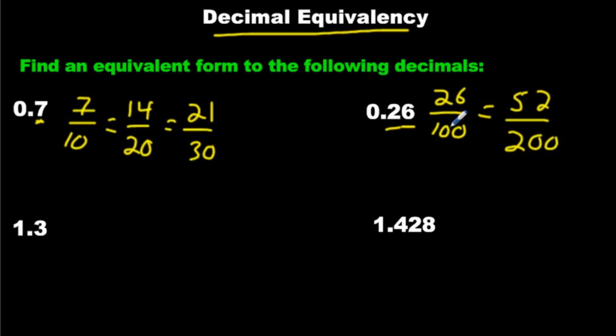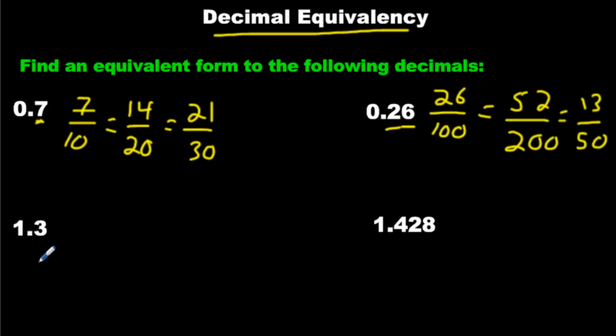I notice right away, these are both even. I can divide them both by 2. Yes, let's do that. 26 divided by 2 is 13, and 100 divided by 2 is going to be 50. Look, 13 over 50 is 0.26 because it is equivalent to 26 over 100, which is also 0.26. Isn't that crazy?